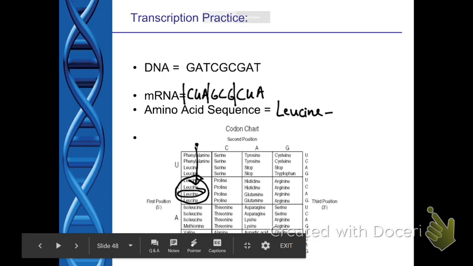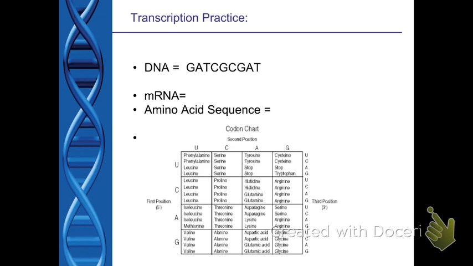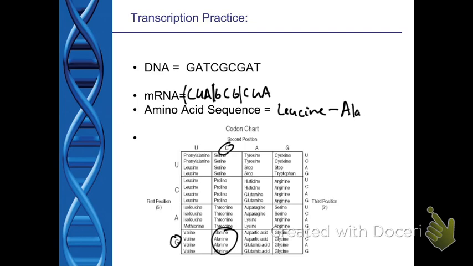Let's try it one more time. So this was CUA, GCG, CUA. So CUA, we agreed, was leucine. GCG, here's G, here's C, and so it's going to be alanine. And this is CUA. Oh, that's the same thing, isn't it? So it's going to be leucine.